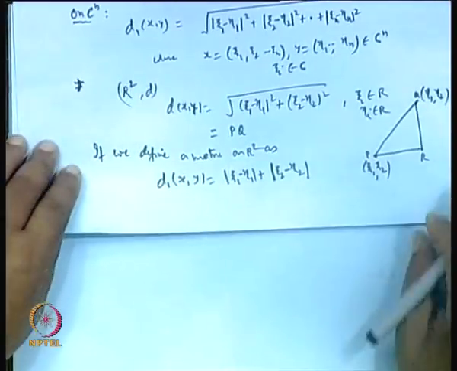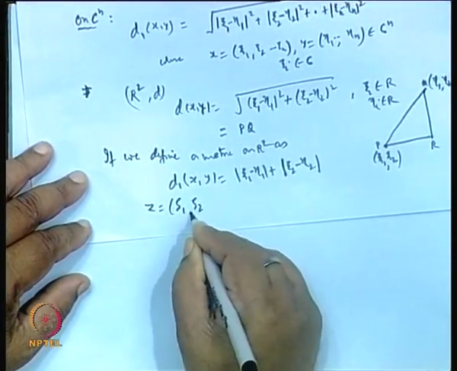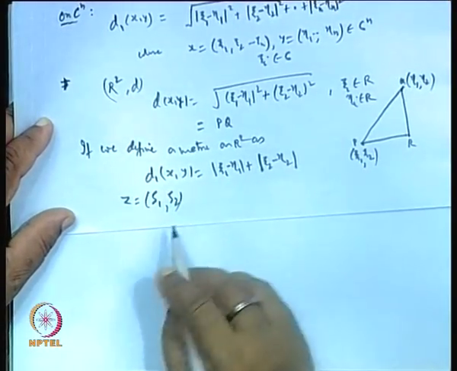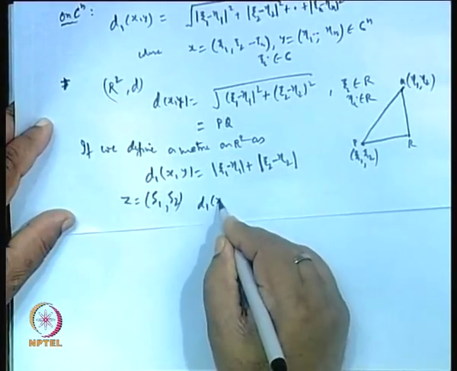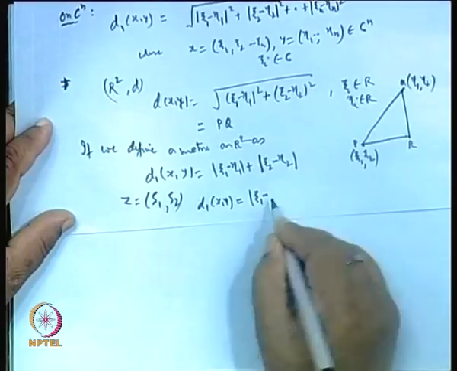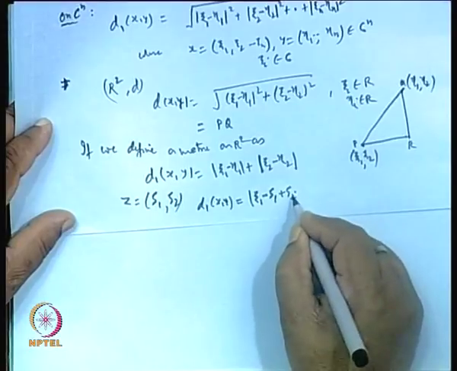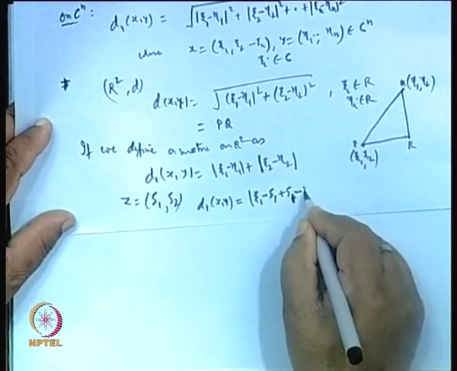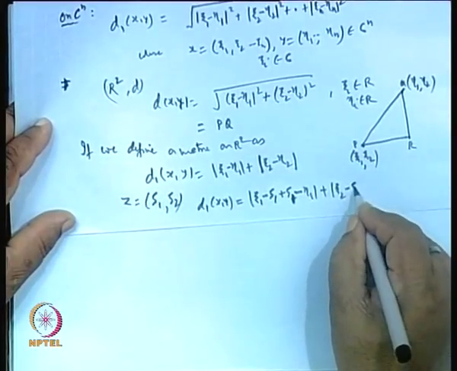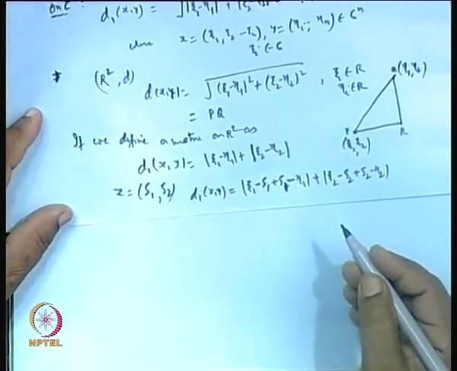Suppose I take a point z which is another point, zeta 1 and zeta 2. Then what happens is, when we take d1 of x, y, this will be equal to |xi1 minus zeta 1 plus zeta 1 minus eta 1|, and here I am adding and subtracting, say, zeta 2, and then apply the triangle inequality of the modulus function.